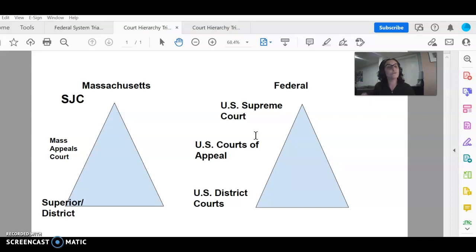But here's something else really important. When you get up to the appellate level, and this is true for both levels of appeal, whether at the mid-level, the Massachusetts Appeals Court, the U.S. Circuit Courts of Appeal, or the U.S. Supreme Court, the type of court it is changes. It's not a trial court at all. In fact, there's no trial. You could never have a trial in an appellate court.